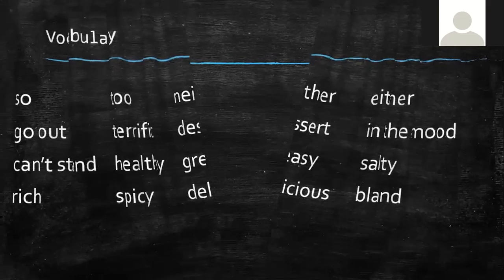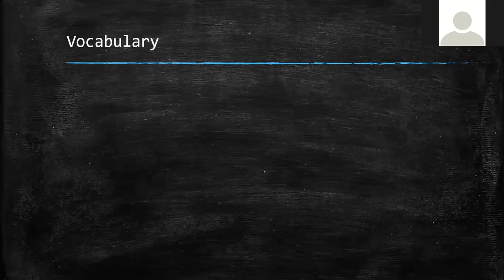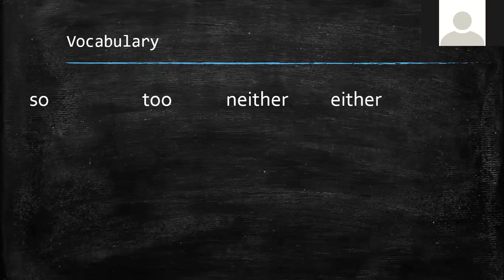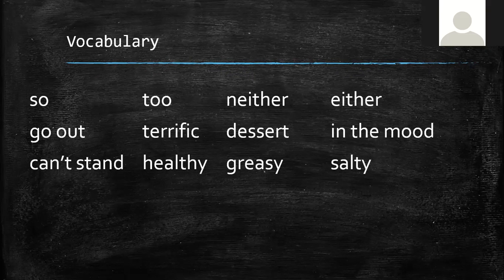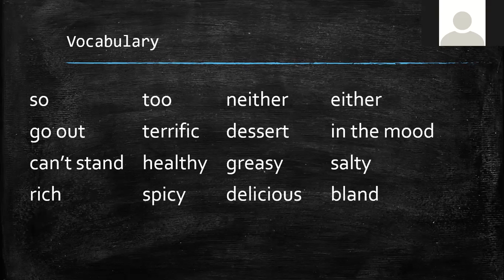Now, let's practice pronunciation. Repeat after me, please. So, to, neither, either. Go out, terrific, dessert, in the mood, can stand, healthy, greasy, salty, rich, spicy, delicious, bland.